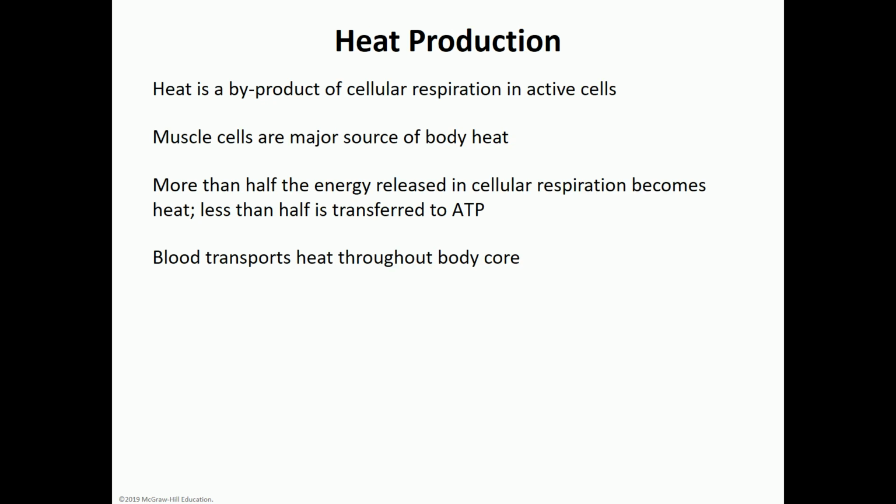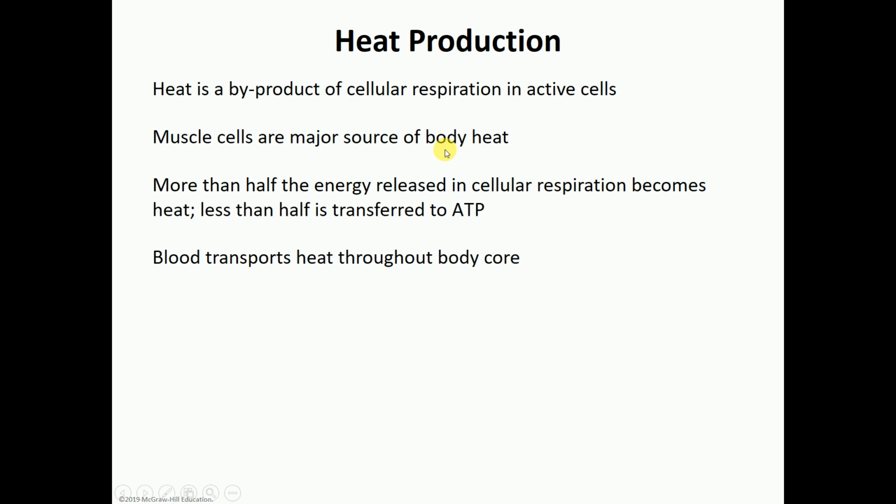What about heat production? So when we are breaking down glucose, producing ATP, well, there's a lot more energy being produced. Burning glucose produces tons of energy. Most of that energy actually is going to be released in the form of body heat. So muscle cells are a major source of body heat.